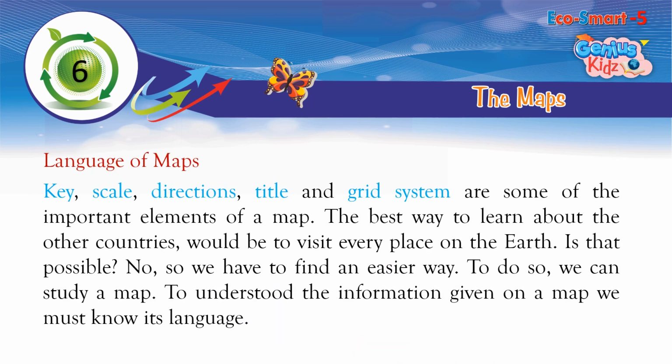Language of maps. Key, scale, directions, title, and grid system are some of the important elements of a map. The best way to learn about the other countries would be to visit every place on the earth. Is that possible? No, so we have to find an easier way. To do so, we can study a map. To understand the information given on a map, we must know its language.